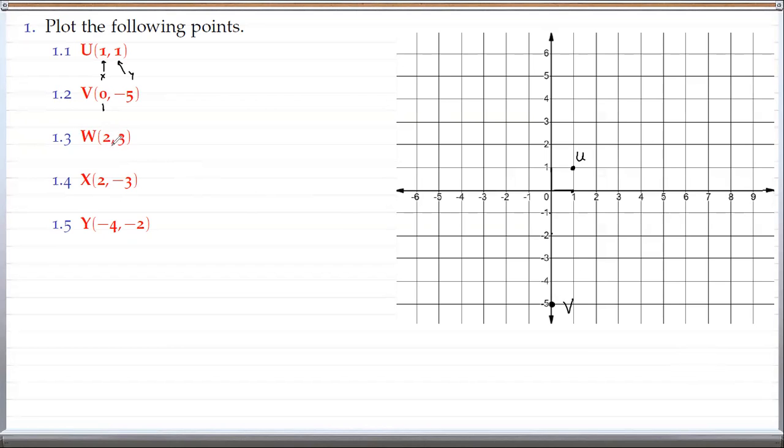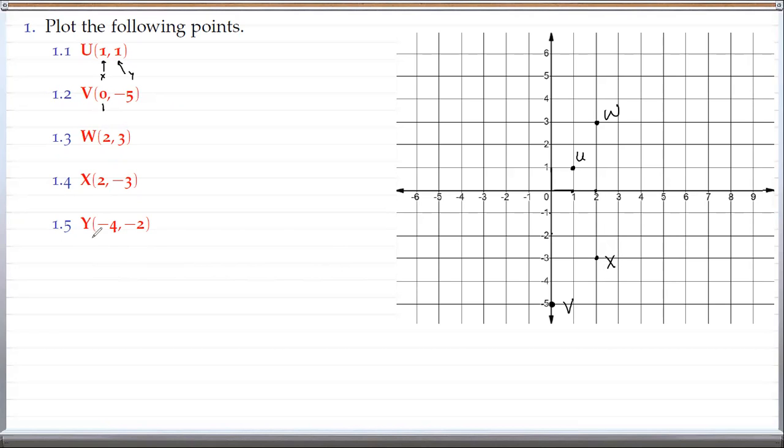W has coordinates 2, 3. That means we go 2 units along the x-axis and 3 units up. So this would be the point W. X has coordinates 2 and -3. So 2 units along the x-axis, we go here, and 3 units down since we have -3. Which is right here. So that would be point X.